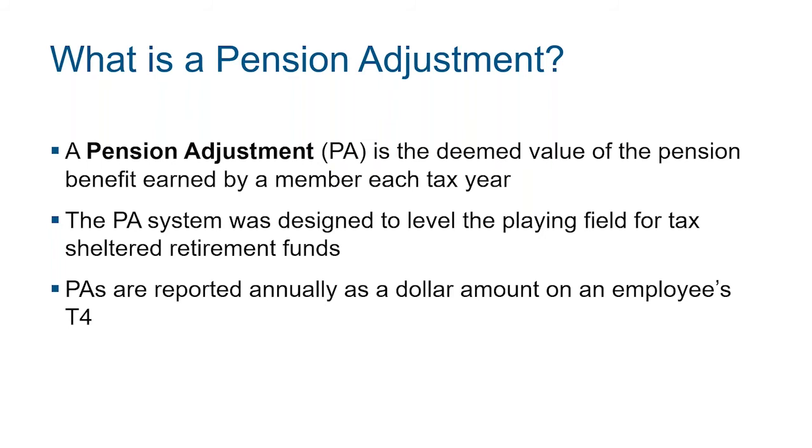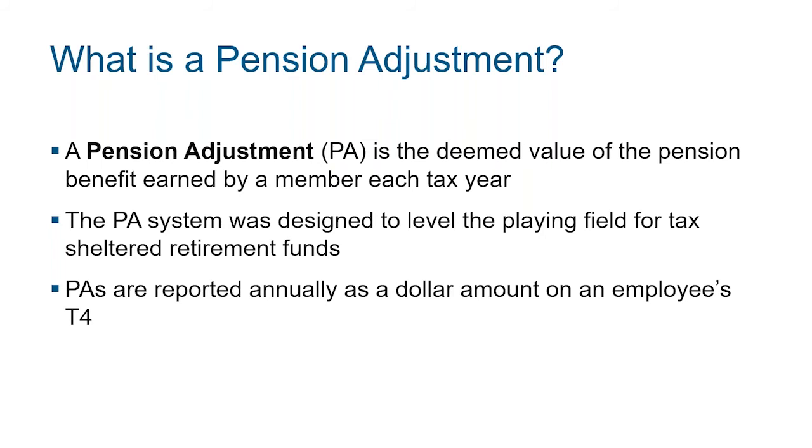Once the value is determined, the member's RSP room is then reduced by that amount for the subsequent tax year. A member's PA is reported by the employer on their T4 and used when filing their taxes. You may recall seeing your own pension adjustment on your T4.